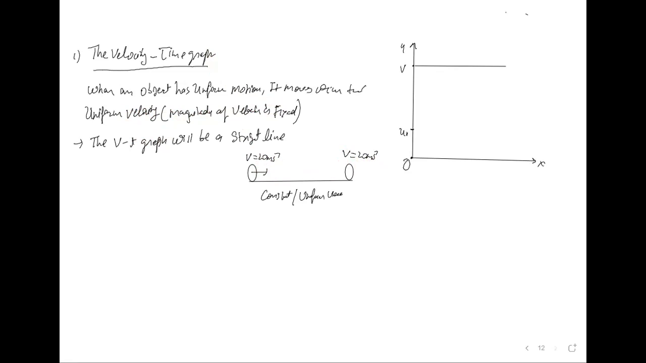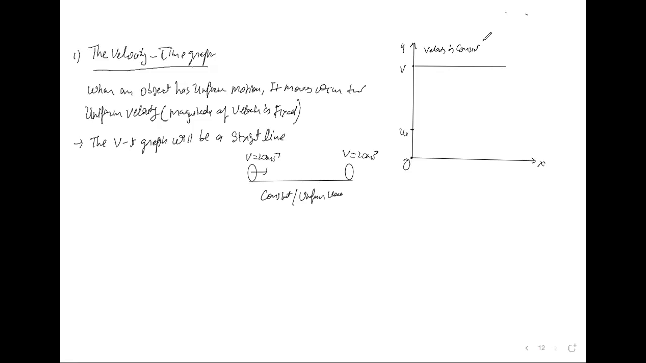Yes, sir. Okay, so how to represent this type of motion? This type of motion is represented by a straight line in the velocity time graph. So this straight line represents what? The uniform velocity. This means the uniform velocity, constant or uniform. So this shows the uniform velocity.